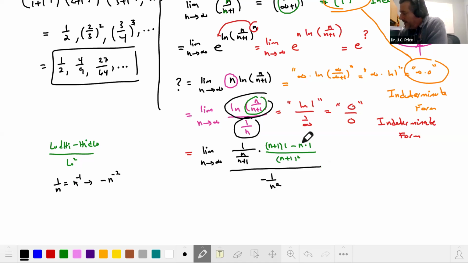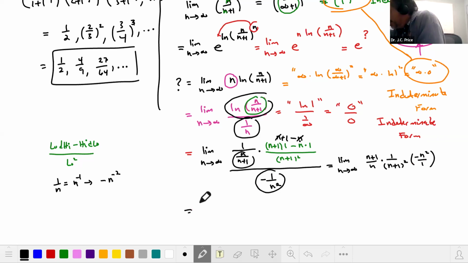And so now we can rewrite this as being what? The limit as n goes to infinity, and we'll flip this guy. So write that as n plus 1 over n times, and on top here, you can kind of simplify. So you have n plus 1, and then minus an n. So the n's are going to cancel. And so we're just going to get a 1 over n plus 1 quantity squared. And on the bottom, you're dividing by a fraction, so we'll multiply by the reciprocal. So it's times a negative n squared over 1.